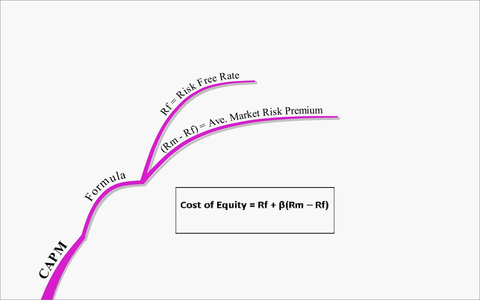Okay, RM less RF is the average market risk premium. Okay, RM is the return on the market and RF is our risk-free rate of return. So the difference between the rate of return on the market and the risk-free rate of return is the average market risk premium. Okay, so RM, return on the market, RF, risk-free return. The difference between the two is our average market risk premium.